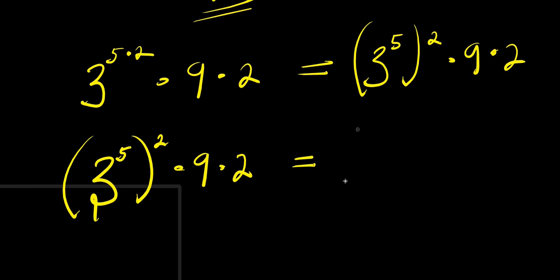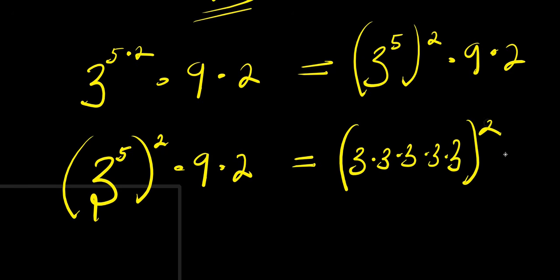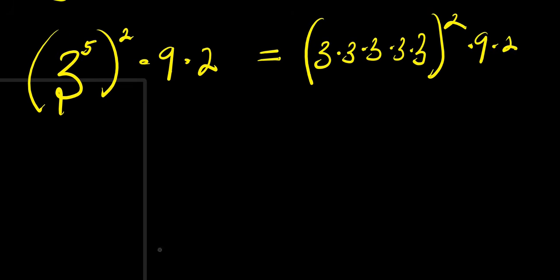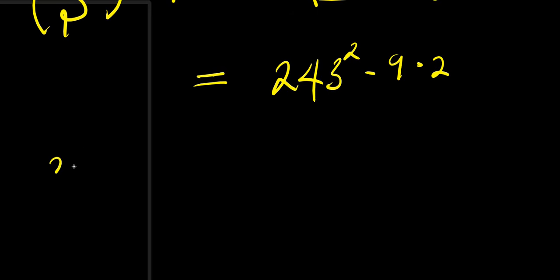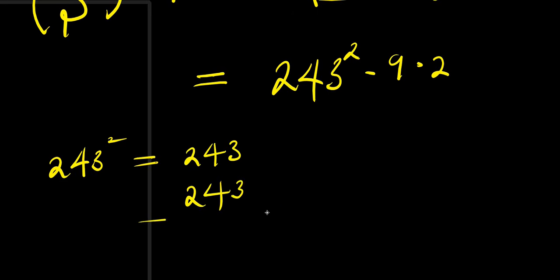And 3 power 5 is 3 times 3 times 3 times 3 times 3, to the power of 2 times 9 times 2. This is 9, this is 27, 81, 243. You have 243 power 2 times 9 times 2. So 243 power 2 equals 243 times 243.